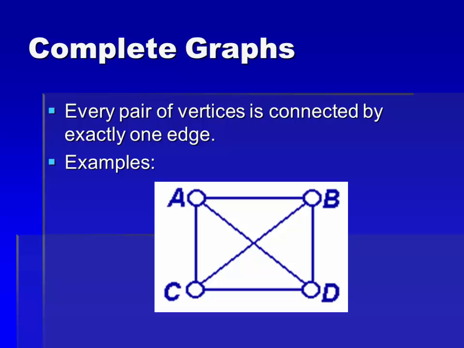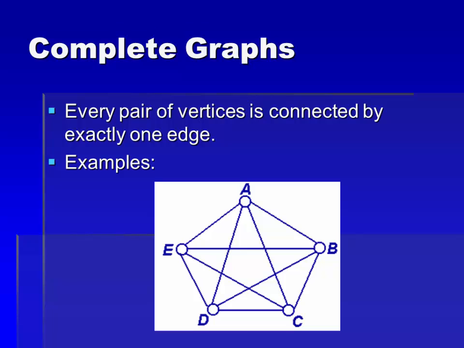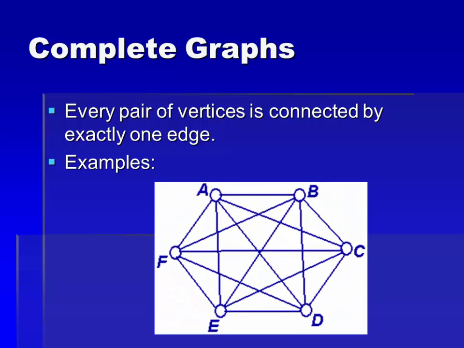Here is a complete graph with 4 vertices. In this case, we're going to end up with 6 edges. Notice that the 2 edges that go through the center of the graph do cross, but that is not a vertex, and I cannot change my direction there. Here is a complete graph with 5 vertices, and now we're actually up to 10 edges. And finally, we have a complete graph with 6 vertices, and we end up with 15 edges.